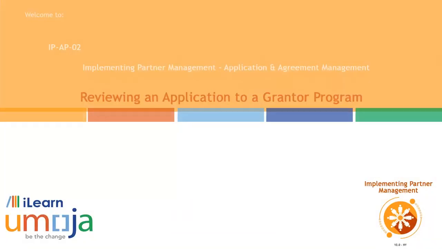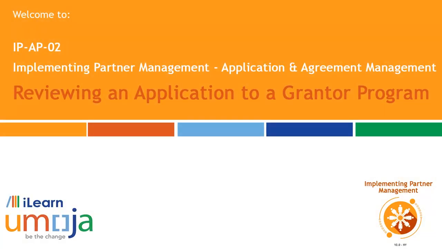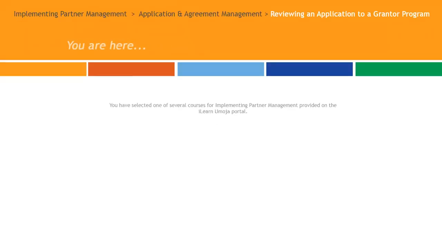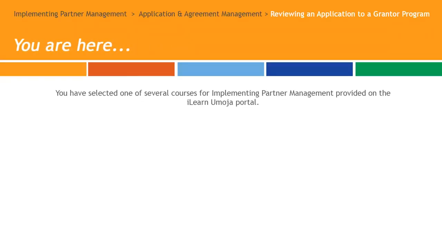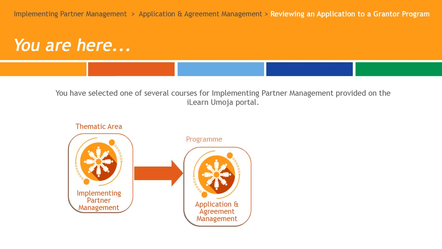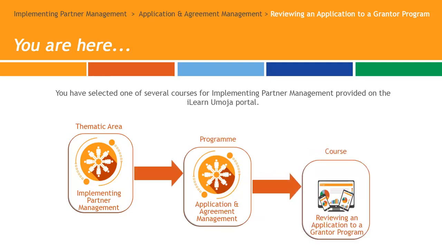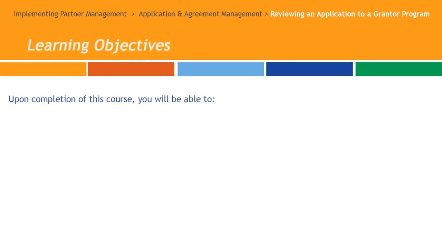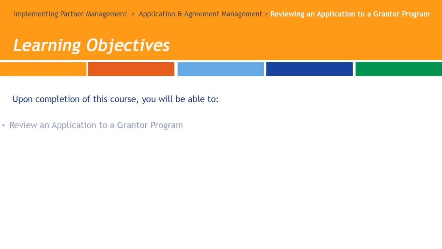Welcome to the Implementing Partner Management, Reviewing an Application to a Grantor Program course. You are here because you have decided to expand your knowledge of the Grantor Management module. You selected the thematic area, Implementing Partner Management, the Program, Application and Agreement Management, and then the course on Reviewing an Application to a Grantor Program. Upon completion of this course, you will be able to review an application to a grantor program.